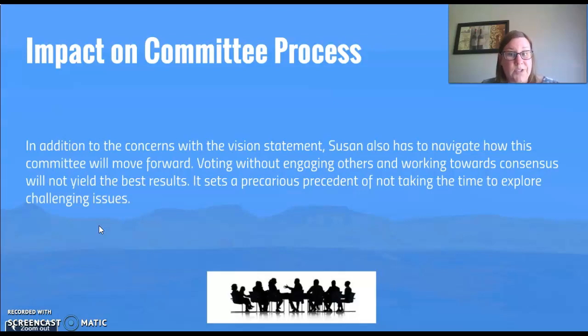So Susan needs to tread lightly in how she makes her decisions because she has to navigate how to work with this group moving forward. The first vote was a vote that was made without engaging others and without working towards consensus, and so we know that it probably won't yield the best results. But it also sets a precarious precedent of not taking time to really explore and work through challenging issues.